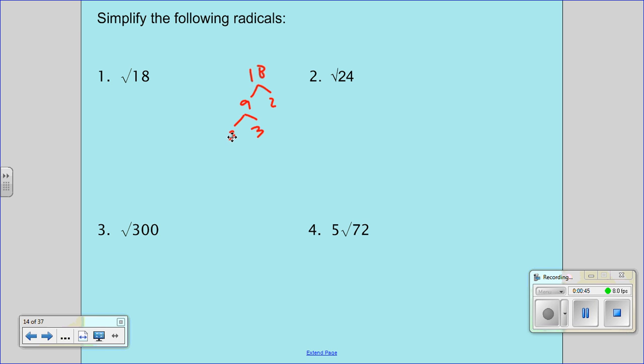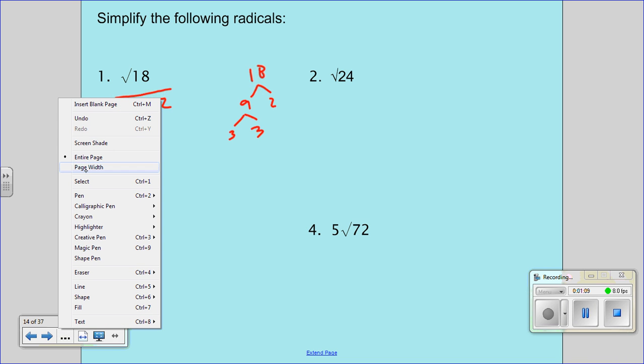If I can't break the number into its prime factors any lower than this, then come back to the square root sign and list all the factors out. So essentially we're going to have 3 times 3 times 2 make 18. If you want to double check, 3 times 3 is 9. 9 times 2 is 18.